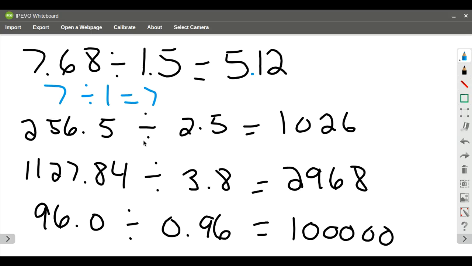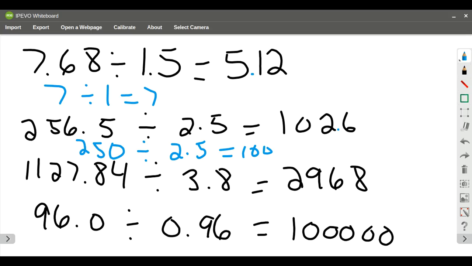256 and a half divided by 2.5. If I do 250 divided by 2.5, that means my answer is going to be around 100. So here I'm going to put the decimal at 102.6. Let's look at our next one. We have 1,127 and 84 hundredths divided by 3.8.